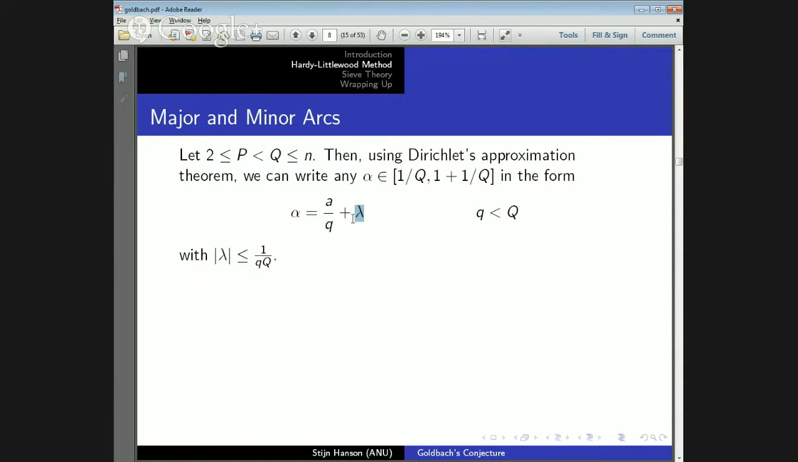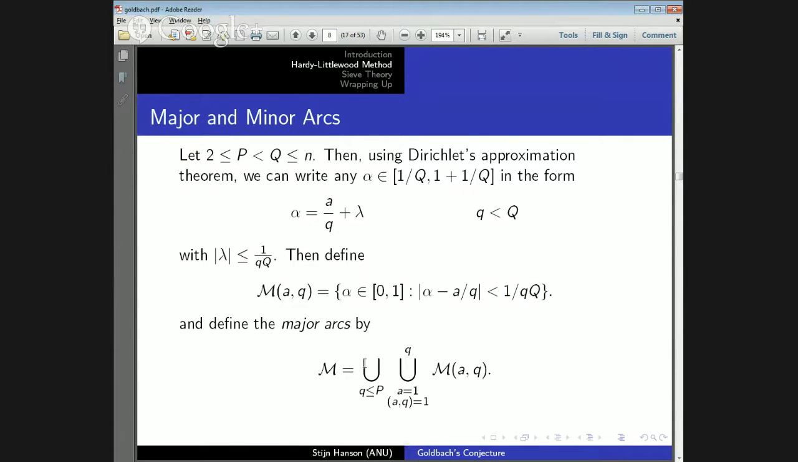This isn't anything particularly staggering. It just says that every real number is pretty close to a rational. And we're going to form what are called the major arcs of a and q. So those are going to be the set of all alpha in 0, 1 which are close to a over q. And by close, we mean less than this over here. And the total major arcs are all of these whenever a and q are coprime. So essentially we want this fraction up here to be in its lowest form.